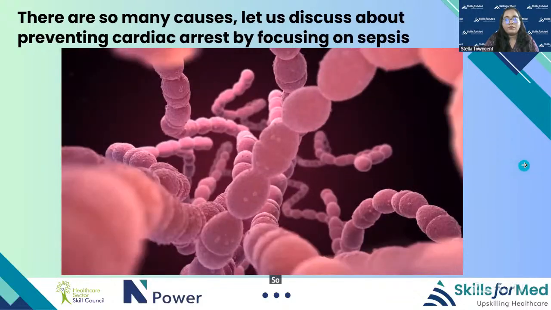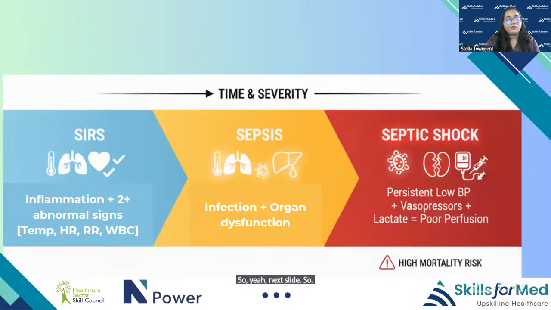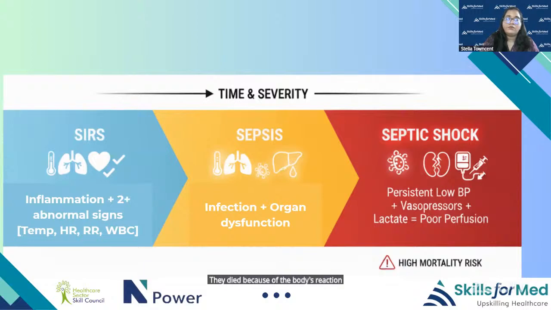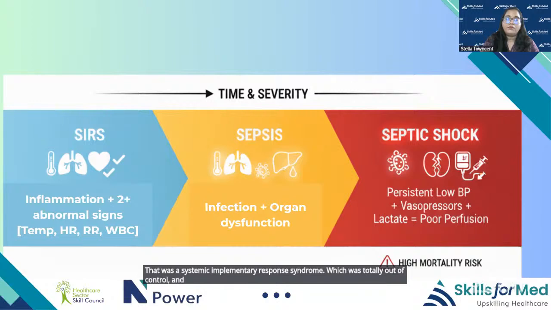You need to understand that it is a spectrum. SIRS is actually only an inflammation; it need not be due to infection. It happened in COVID, isn't it? Many people in COVID actually didn't die of the infection. They died because of the body's reaction to a new foreign infection. That was a systemic inflammatory response syndrome, which was totally out of control. And that is why the mortality in the COVID pandemic was so high.